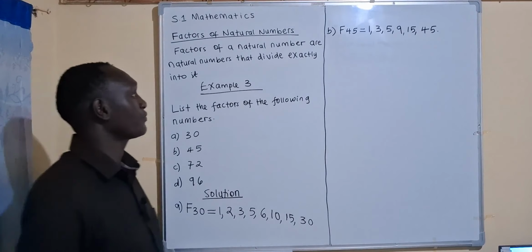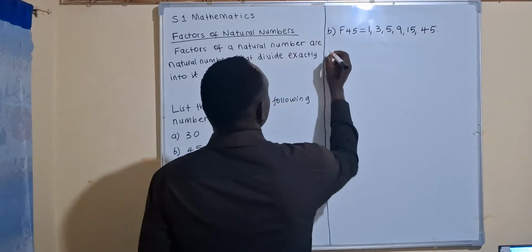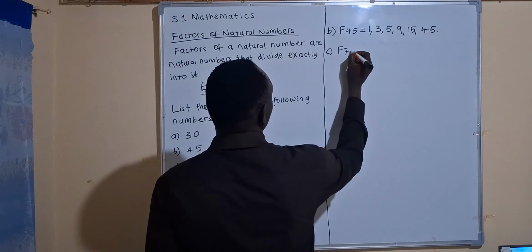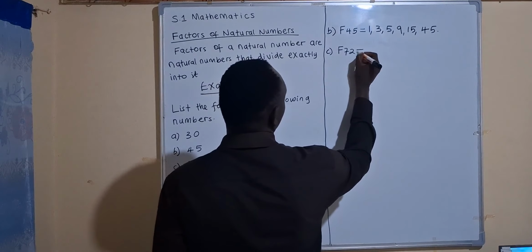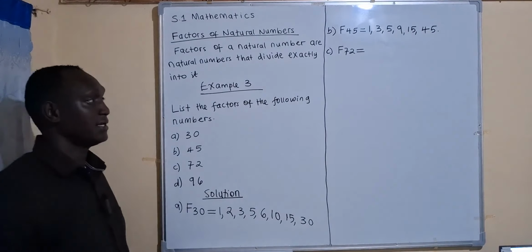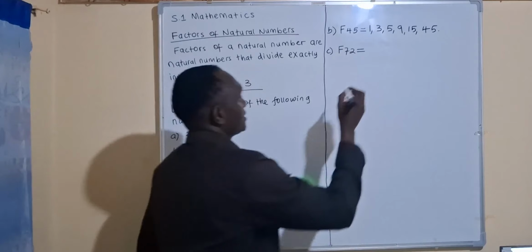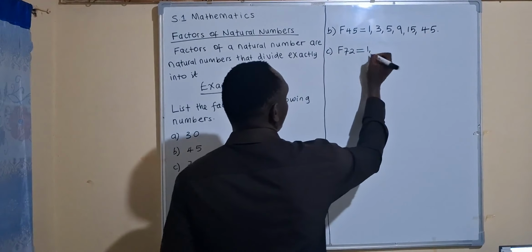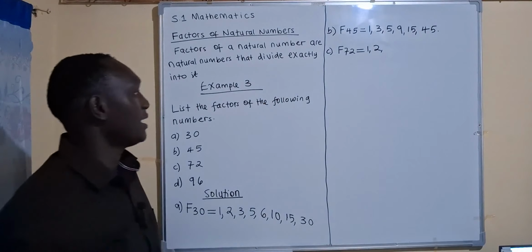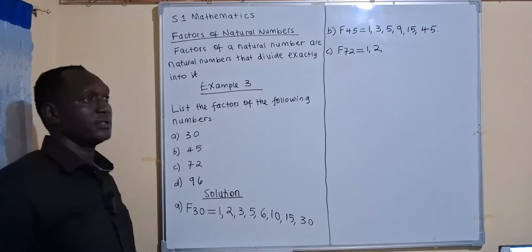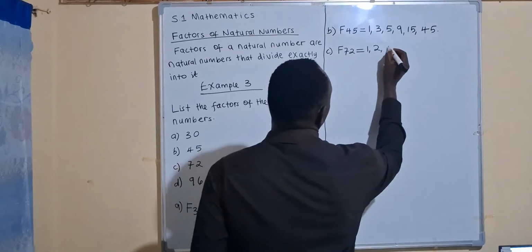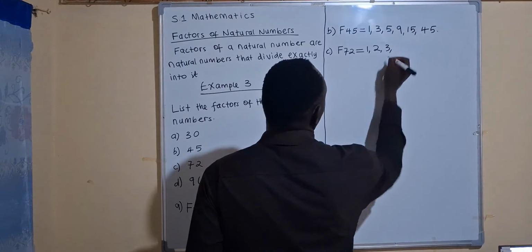And then part C, 72, factors of 72. Let's look for counting numbers that divide 72 and the remainder is 0. 72 divided by 1 is 72 and the remainder is 0. By 2 is 36. 72 divided by 3 is 24 and the remainder is 0. So 3 is a factor of 72.